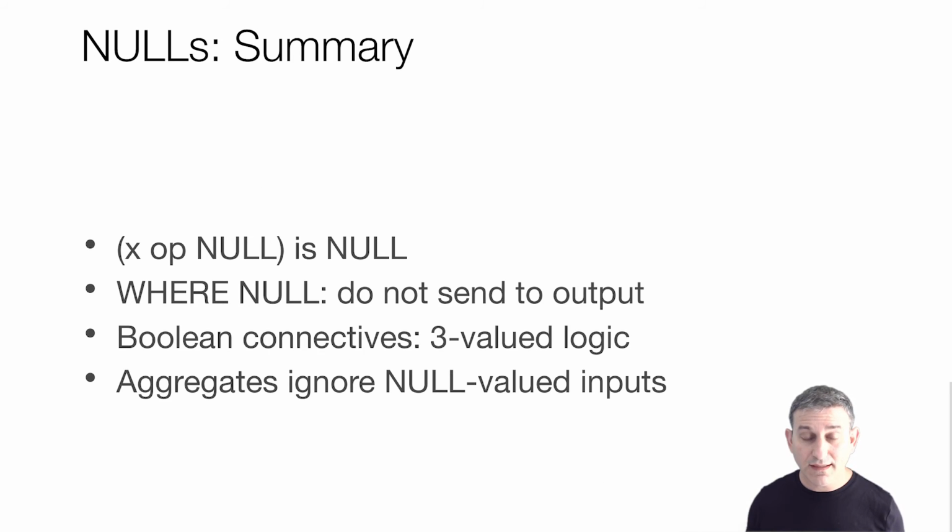So to summarize, X operator null is always null. WHERE of null on a row means that row does not go to the output. For the Boolean connectives AND, OR, and NOT, there are special Boolean truth tables that take into account whether the output of the comparison has two possible values or only one. If it has two possible values, the output is null.